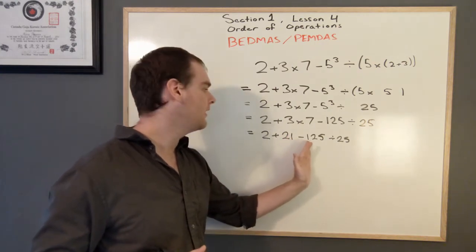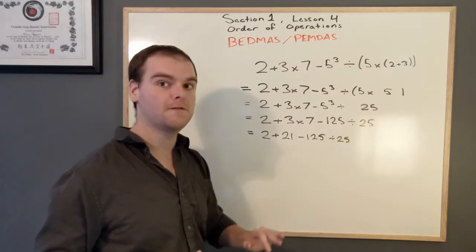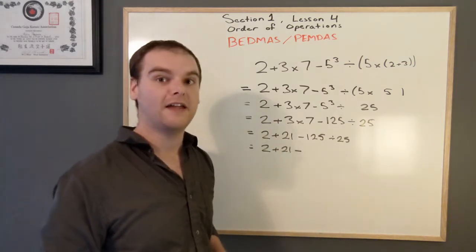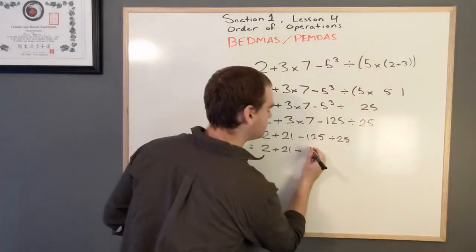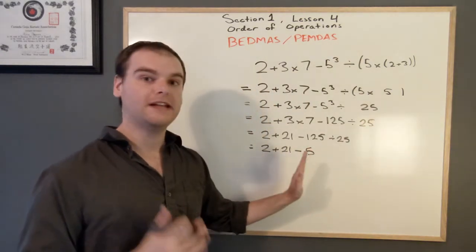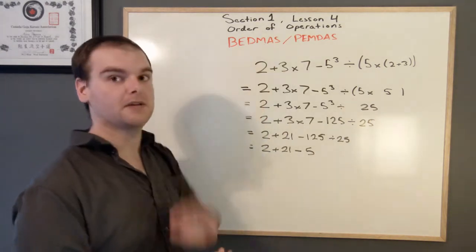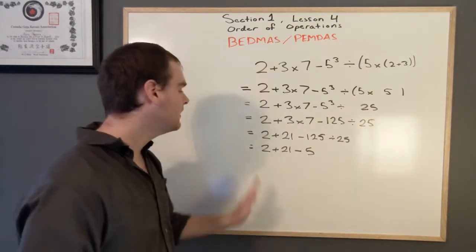We keep going, and oh, here's a division. So 125 divided by 25. And that's 5. And we're at the end of the equation, so we go back to the beginning and we go to the next item on the list, which is addition and subtraction.